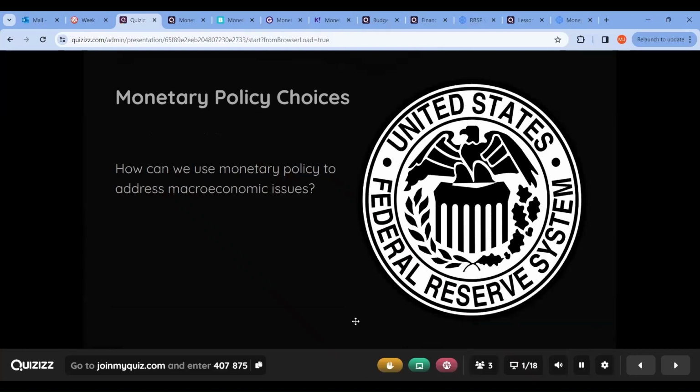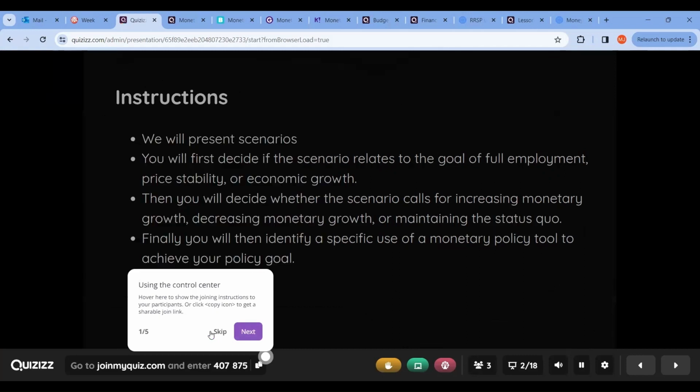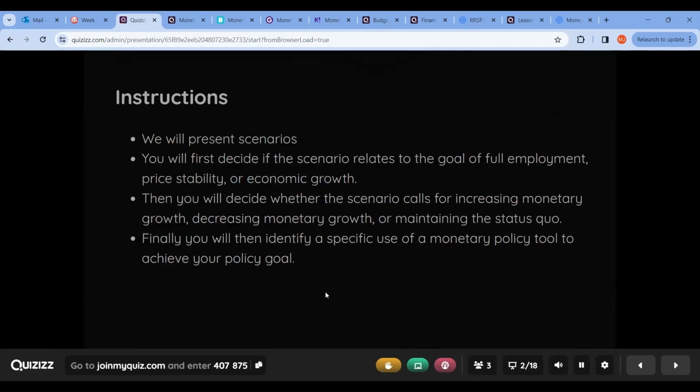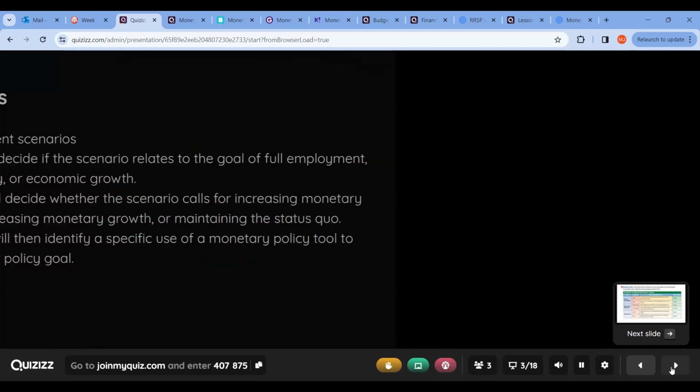How do we use monetary policy to address macroeconomic issues? So that's going to be what we'll cover. We will present scenarios, and you will first decide if the scenario relates to the goal of full employment, price stability, or economic growth. Then you will decide whether the scenario calls for increasing monetary growth, decreasing monetary growth, or maintaining the status quo. Finally, you will identify a specific monetary policy tool to achieve your policy goal.